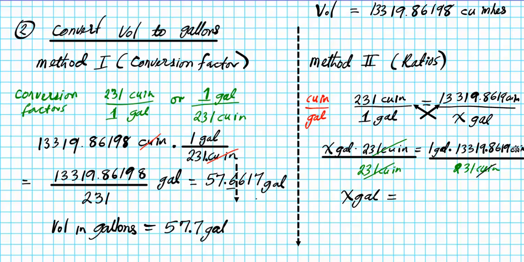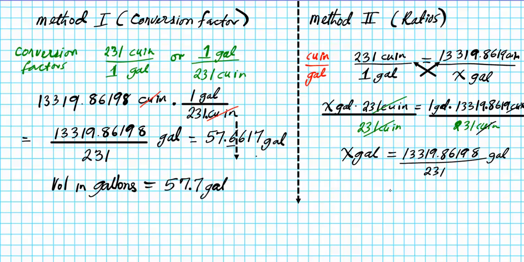equals, now the cubic inches and the cubic inches cancel out, and you're left with 13319.8619 divided by 231, and the unit is the unit of the 1 here. That's all that's left. Bam, that's exactly what we have here. And if you do the computation, you end up with 57.7 gallons to the nearest tenth. Okay, so this is just another way of doing exactly the same thing.